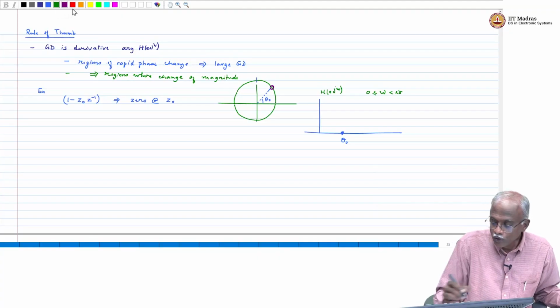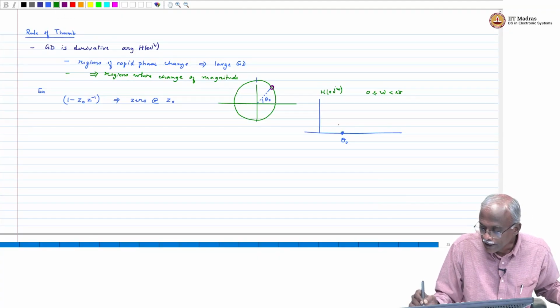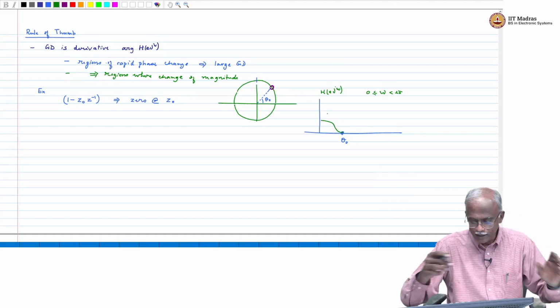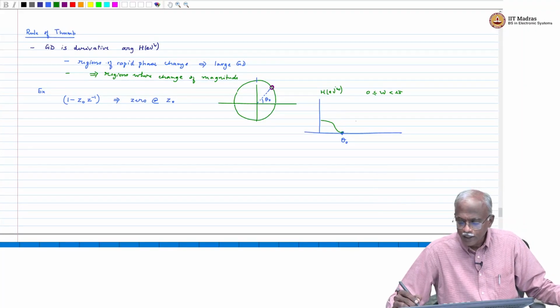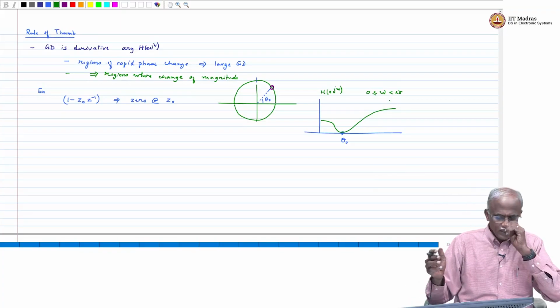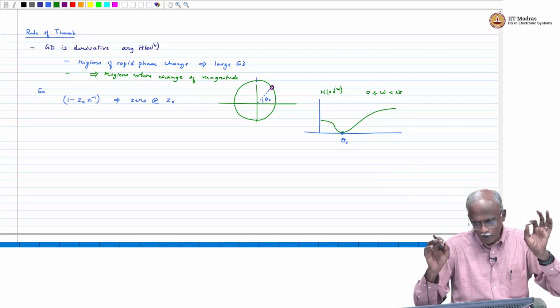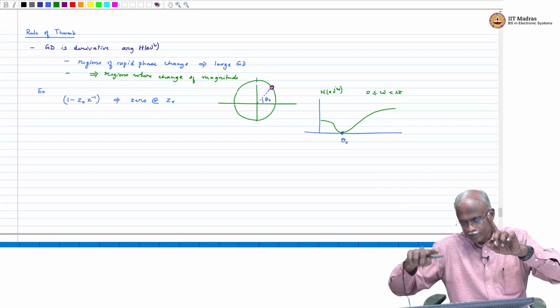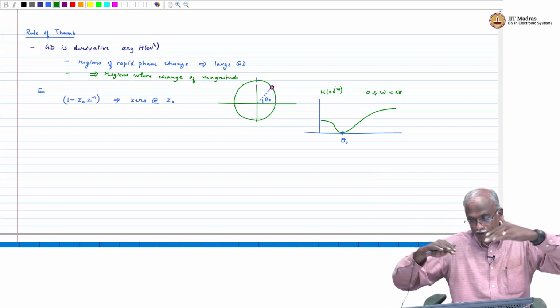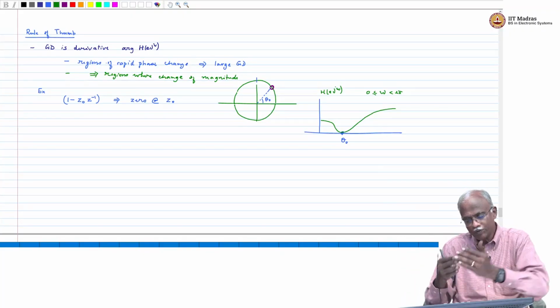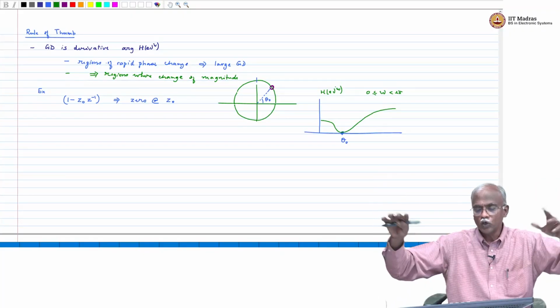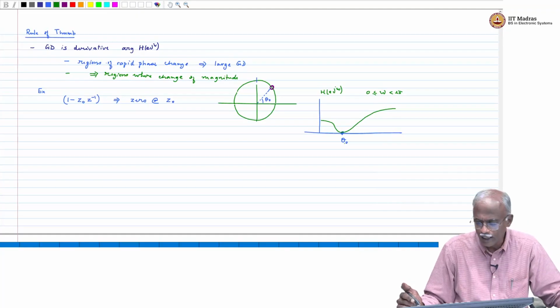Now, as you go away from that on both sides, you will find that there is a slight increase, and similarly as you go further away, there is some change. So the important thing to note is that there has been a change in the magnitude response. When you came close to the 0, the magnitude response became very small, and after that it grew to other values.